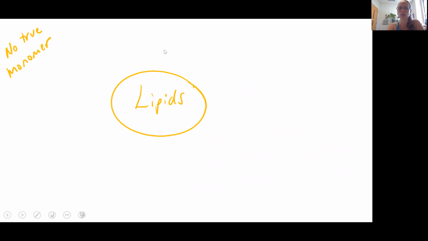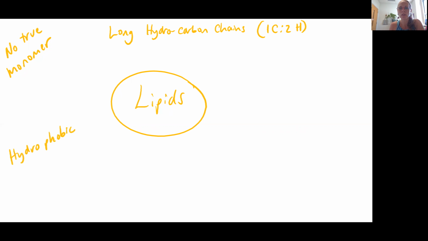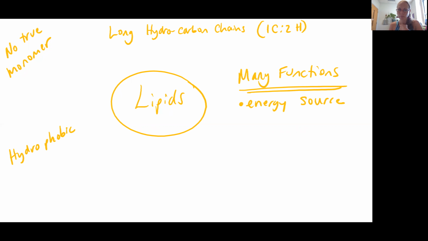Now, as we discuss lipids, there's not actually really a monomer for lipids. You might list the fatty acid as a molecule, as a monomer, but technically it doesn't have one. Lipid structure is a long hydrocarbon chain. And so here we're going to see our ratio of carbon and hydrogen is 1:2. Now there's also oxygen that's part of the structure of our lipids, so we'll see that as well. Because we have a very long hydrocarbon chain, our lipids are described as hydrophobic. So they are non-polar molecules, which means they don't mix with water.